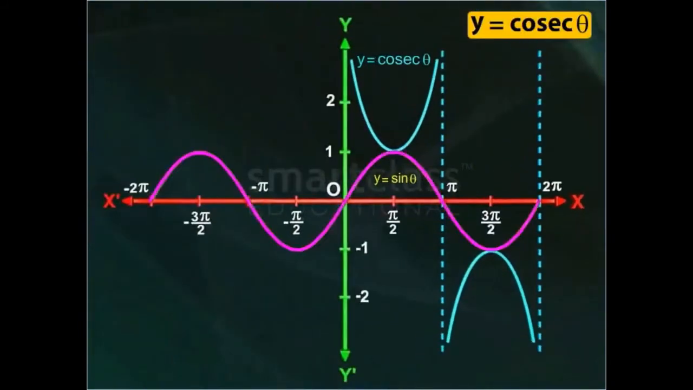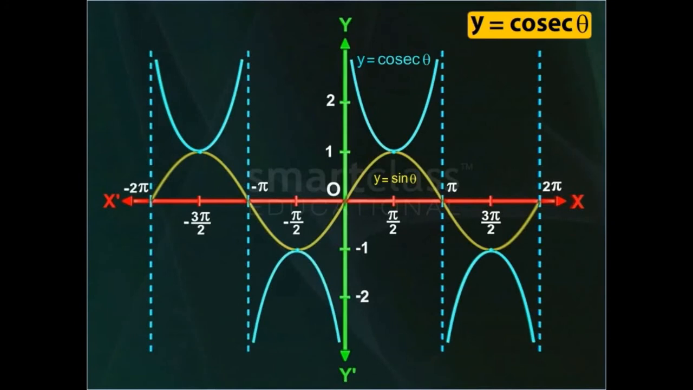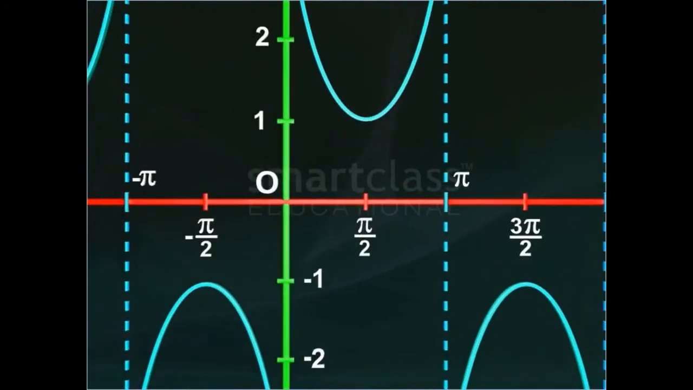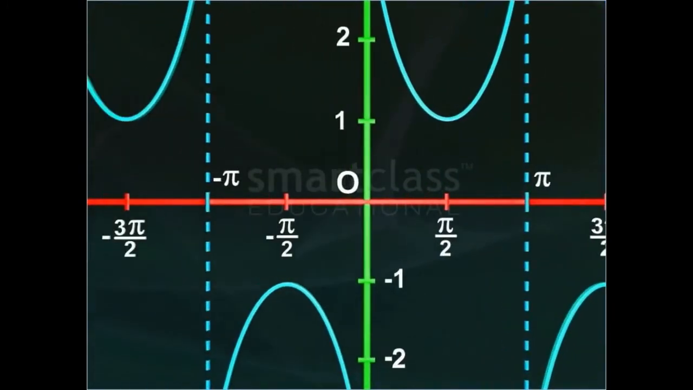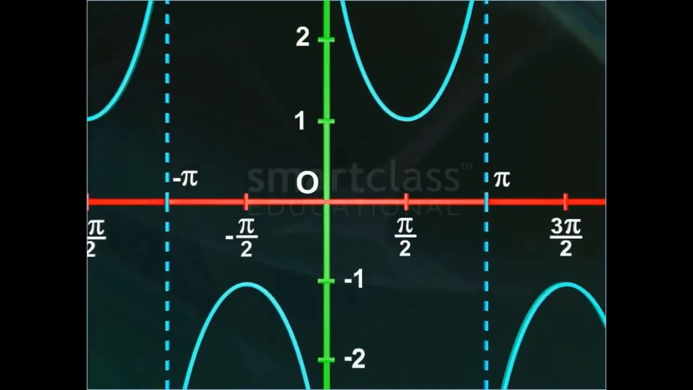Since the sine function repeats itself with a period of 2 pi, the cosecant function also repeats its value after a period of 2 pi. The graph extends infinitely in both directions, repeating its pattern an infinite number of times.